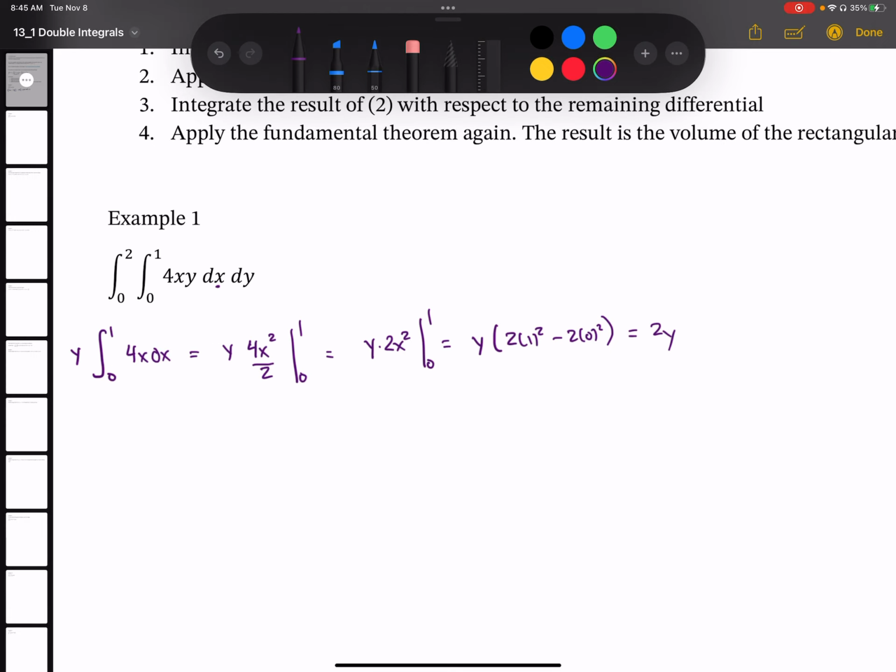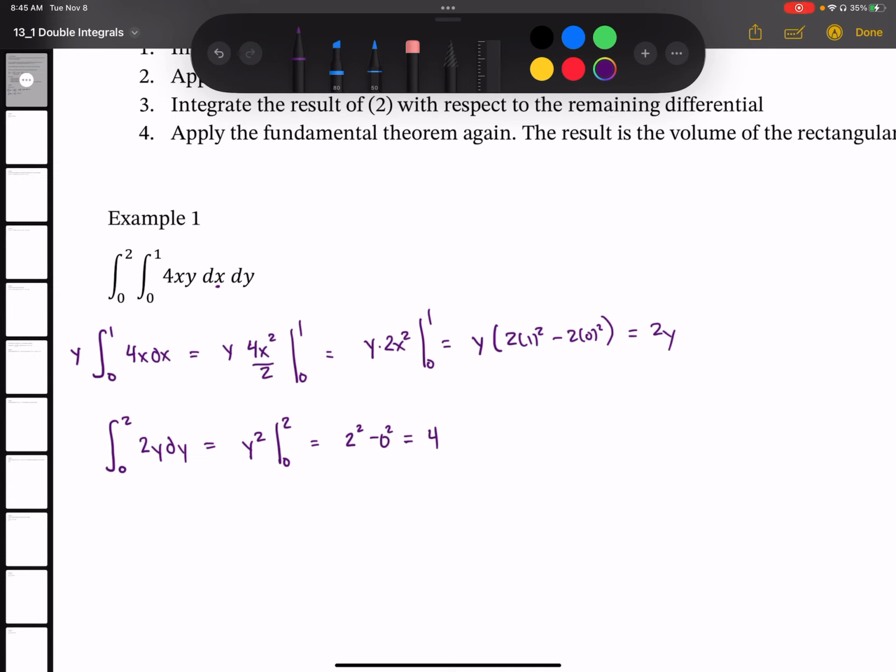So now we need to integrate 2y. We're going to integrate from 0 to 2 of the function 2y dy, and that's going to give us y squared from 0 to 2, which is 2 squared minus 0 squared, which equals 4. So what that means is that the volume of that region that we saw in GeoGebra is 4.